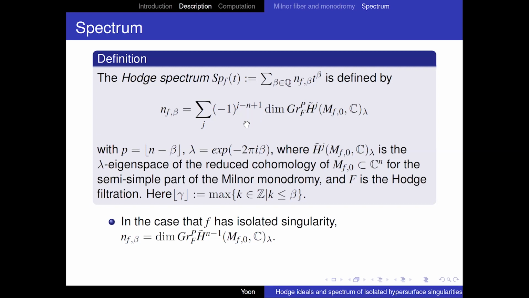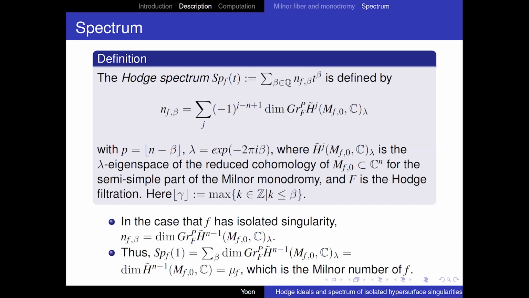A bit of difference is this. Usually the alternating sum starts from 0, so for the 0th cohomology we give a positive sign. So the even part of cohomology gets a positive sign, and the odd part gets a negative sign. But here, that is not true. The reason is to make the n-1 part positive. That's the reason. This is a little different.